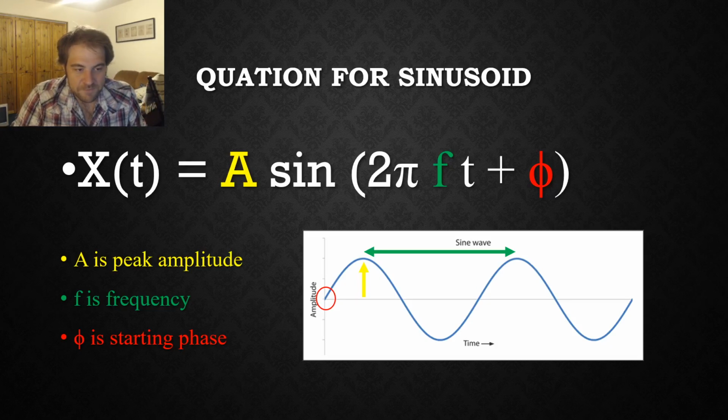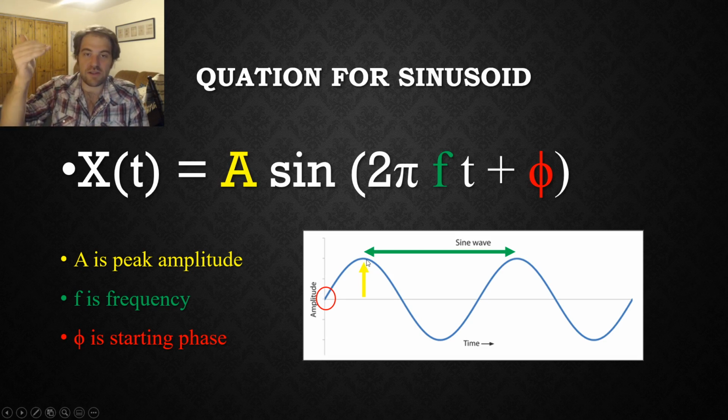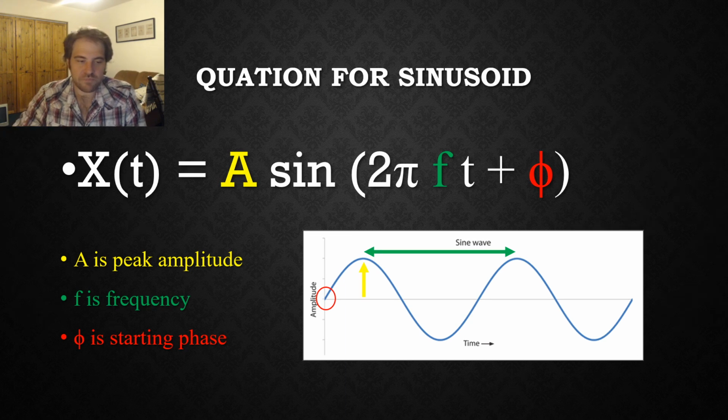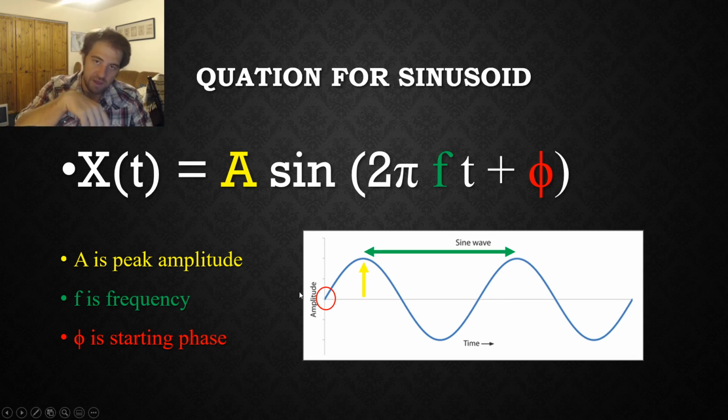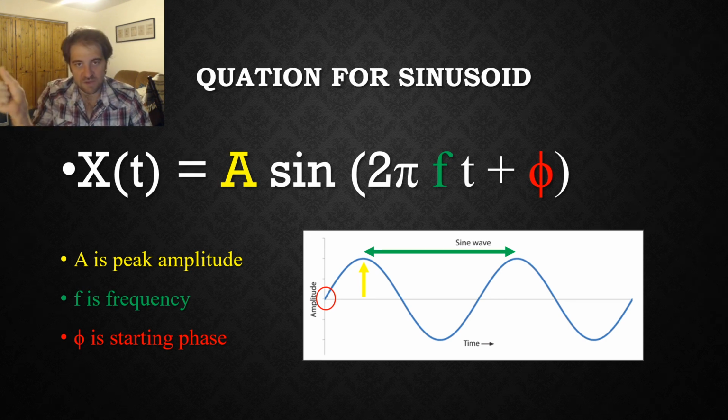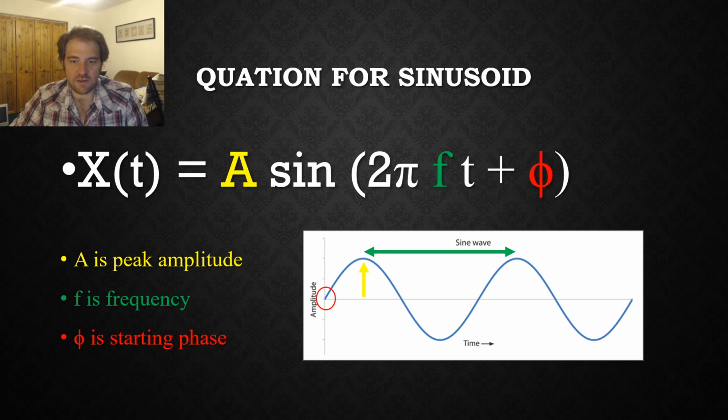So A is peak amplitude. You can see on the picture right here, this is just what amplitude is. It's how tall the wave can get from the center line. F is frequency. We talked about frequency, right? It's just how many cycles per second. So it's the measurement from the peak of this wave to the peak of this wave over time. How many of those can fit into 1 second? That's your frequency. And then red is for phi, and phi is your starting phase, and that's here in this circle. This is where the wave starts.